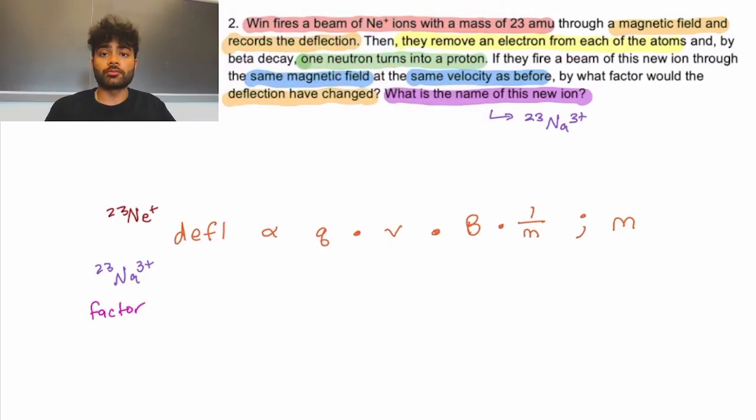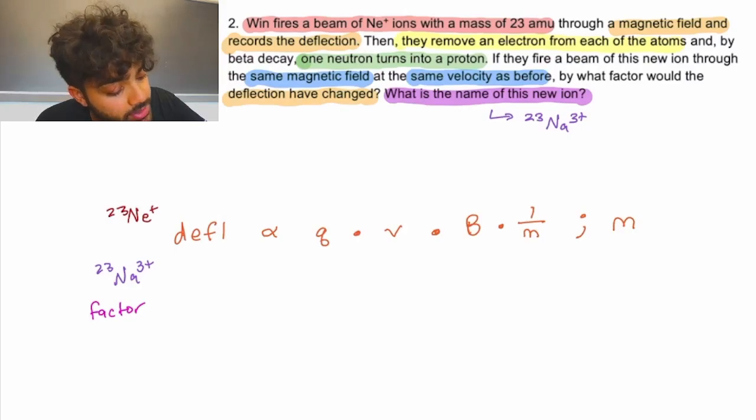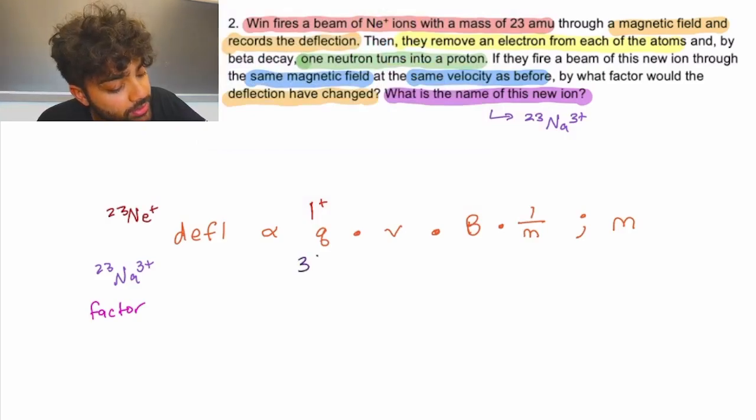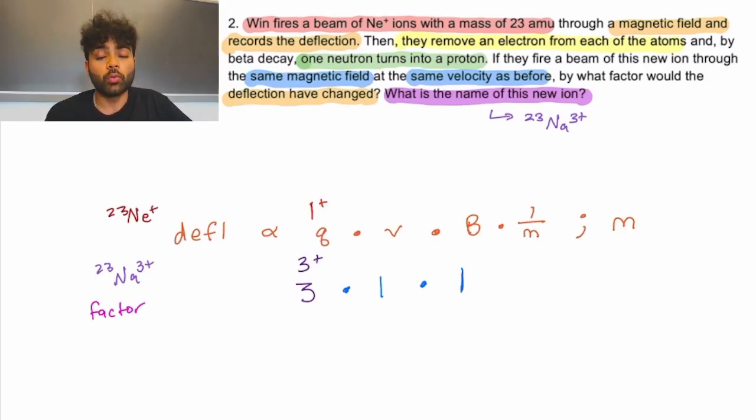And now let's solve from left to right. So we know, starting with charge, that the charge of the neon plus is 1 plus. And we know that the charge of the sodium 3 plus is 3 plus. So the factor for our charge is going to be 3. Now, the blue information tells us that that's the same magnetic field and same velocity for both ions. So our factors for velocity and magnetic field strength are going to be 1. Now we just need to solve for the factor for 1 over the mass, and we can do this by working with the factors for the mass.